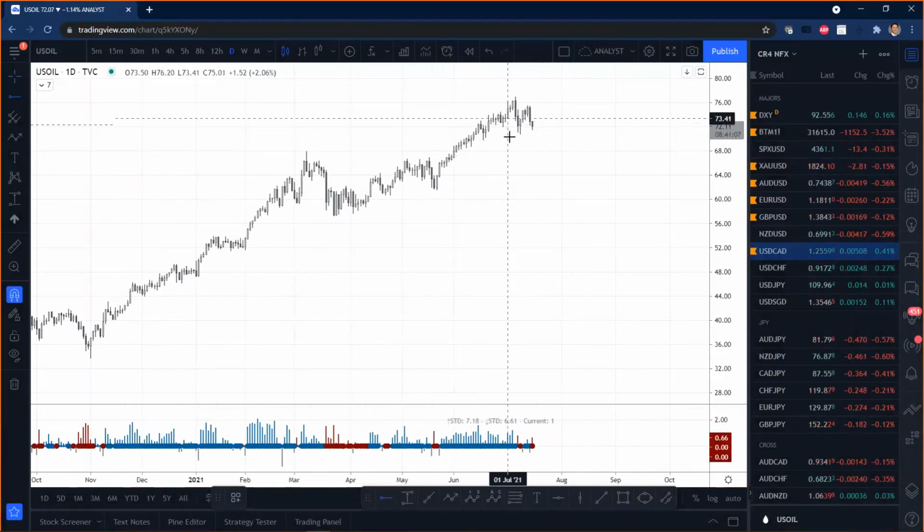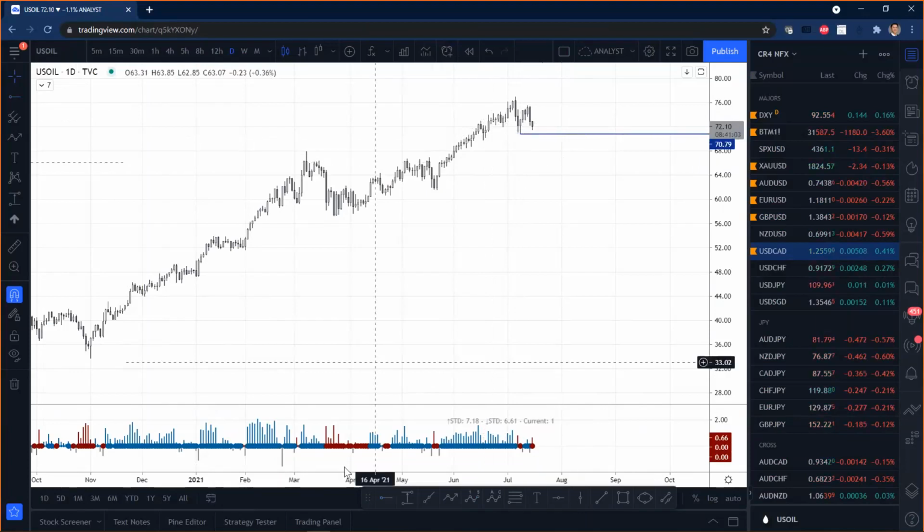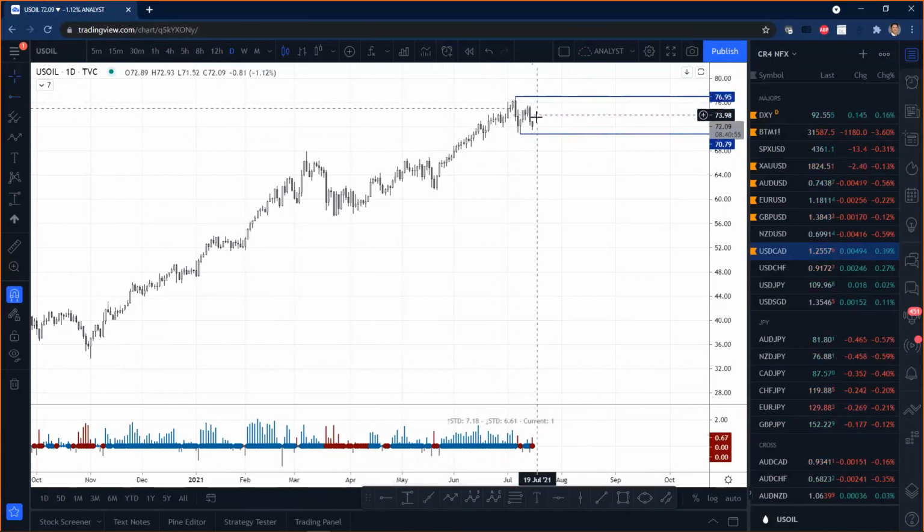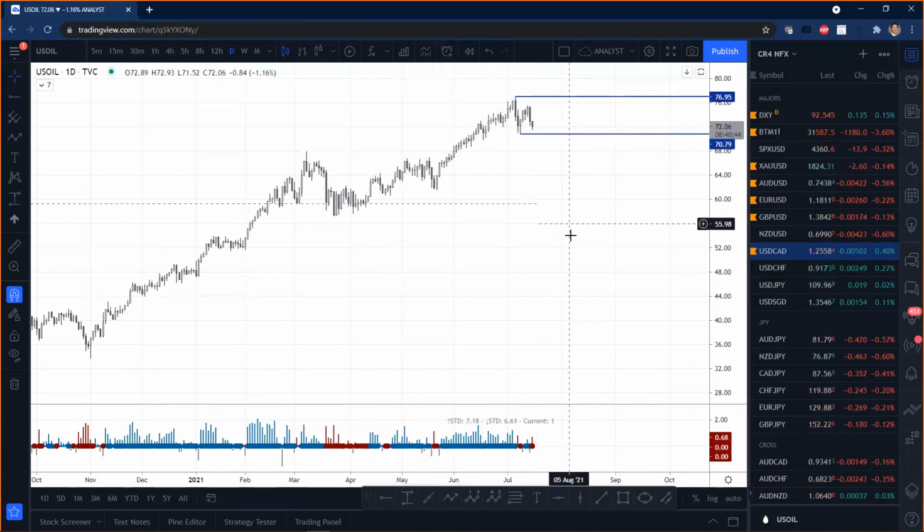So we just go here, that low here, it's high up here. So we're not getting any higher highs. We've got a lower high, and if we break this area here, we're going to get a lower low and potentially a move down towards at least this 67 area.